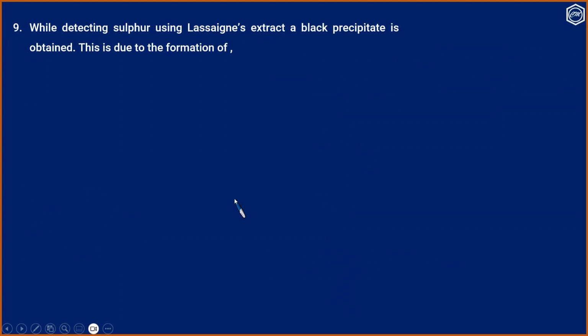Question 9. While detecting sulfur using Lassaigne's extract, a black precipitate is obtained. This is due to the formation of: 1. lead sulfide, 2. sodium sulfide, 3. sodium thiocyanate, 4. lead acetate.